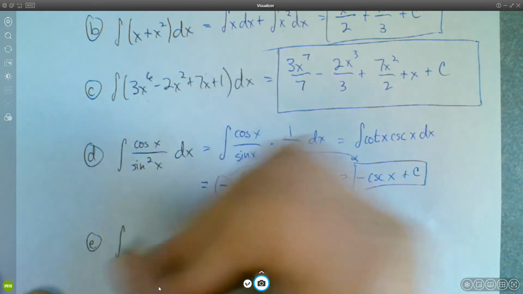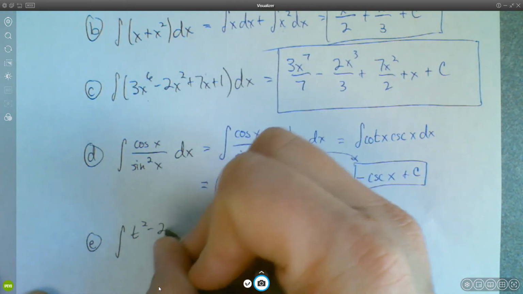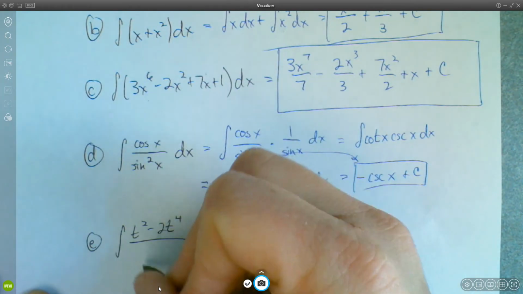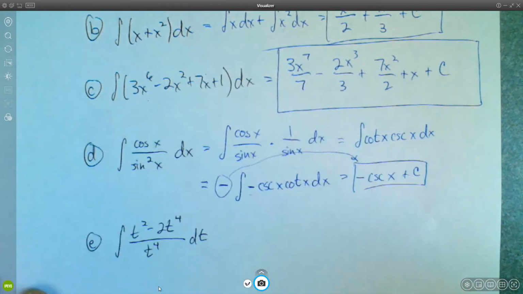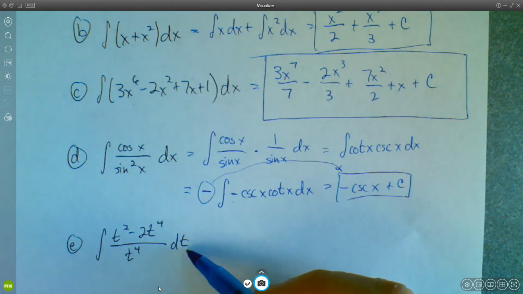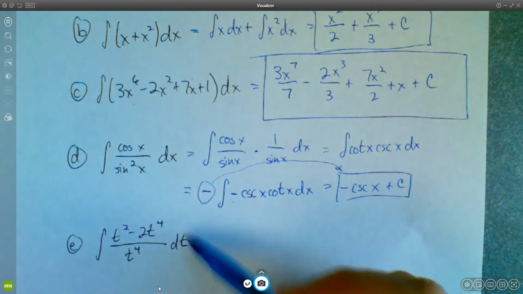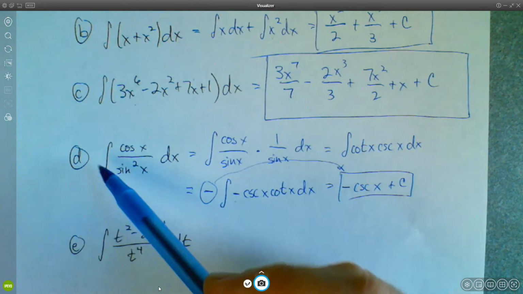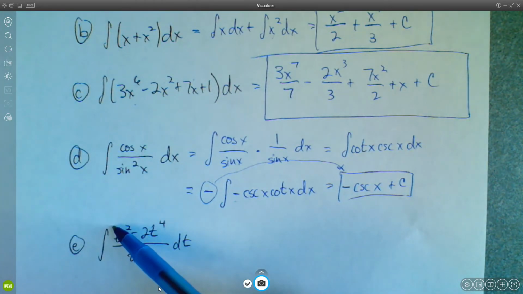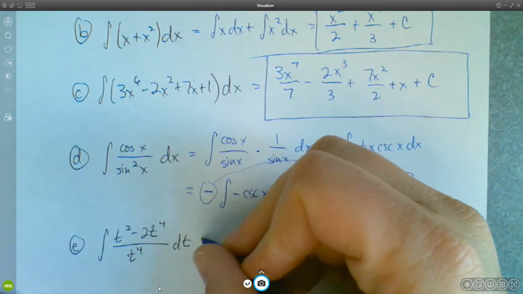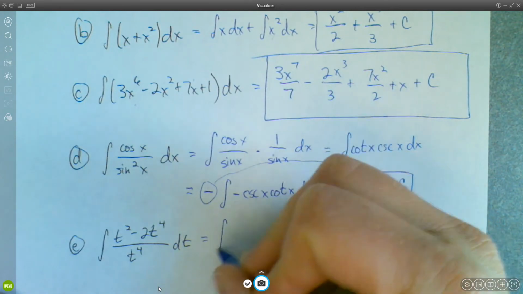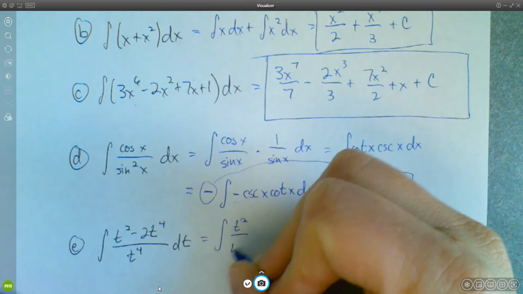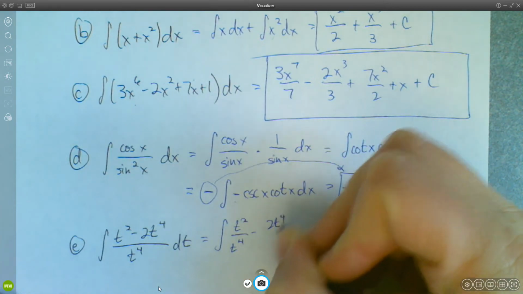Let's do the integral of t squared minus 2t to the 4th over t to the 4th dt. So notice that I switched up from x to t, so I have to have a dt instead of a dx. Well, same problem as before. This integral doesn't distribute across the division. So I've got to use some kind of algebraic manipulation. And what I'm going to do in this case is rewrite this as t squared over t to the 4th minus 2t to the 4th over t to the 4th.